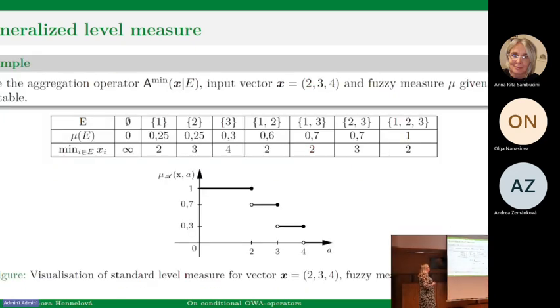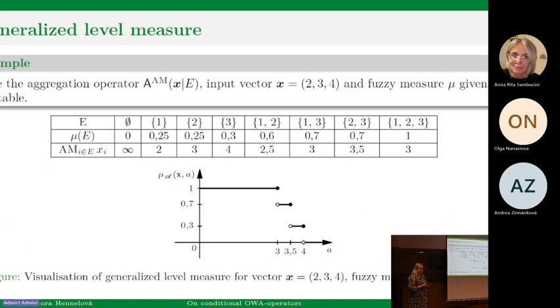Next, some examples. Take the minimum aggregation operator, an input vector x, and a fuzzy measure mu given by the table. In order for the generalized level measure to be well defined, we assume the empty set is in the collection and the value of the aggregation operator at the empty set to be infinite. There is a visualization of the standard level measure.